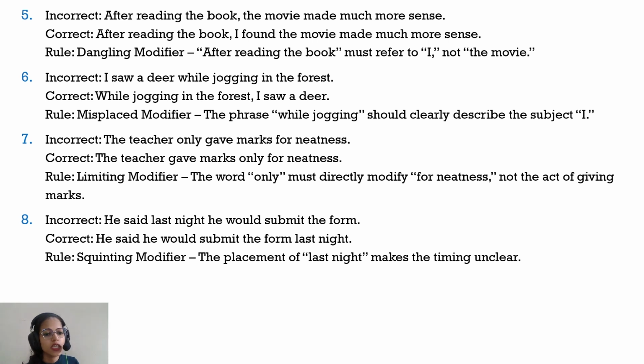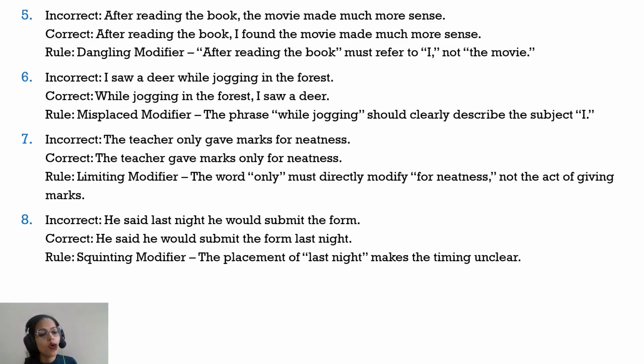"I saw a deer while jogging in the forest." Correct: "While jogging in the forest, I saw a deer." It's clear now: while I was jogging in the forest. That means I was jogging in the forest. So "while jogging in the forest" is followed by "I," the subject, and then the rest of the statement.